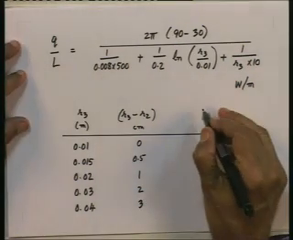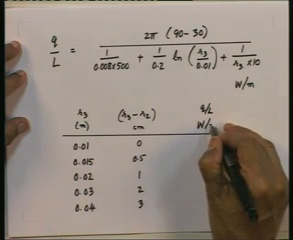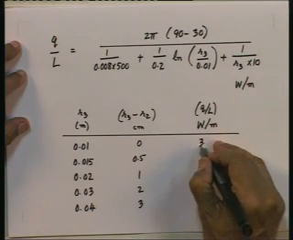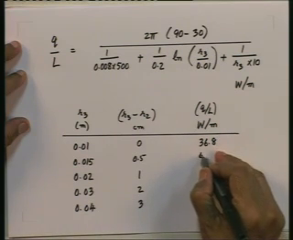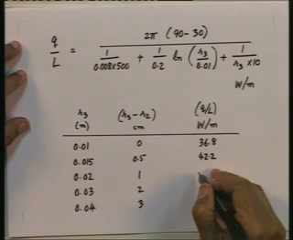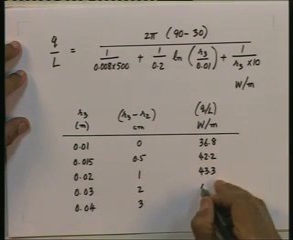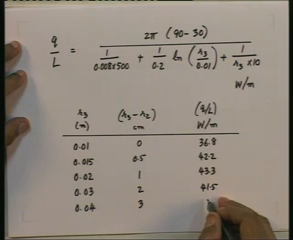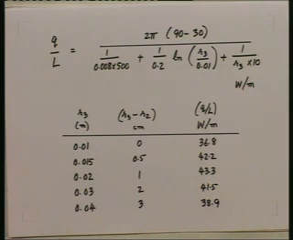And if you substitute into the above expression, you will get Q by L in watts per meter to be 36.8, 42.2, 43.3, 41.5 and 38.9. And with more thickness of insulation, the value of Q by L will go on decreasing.